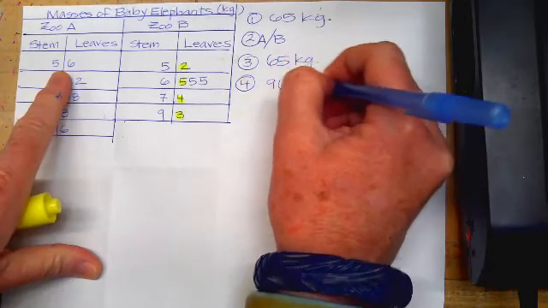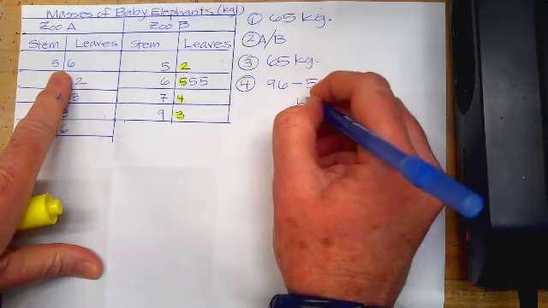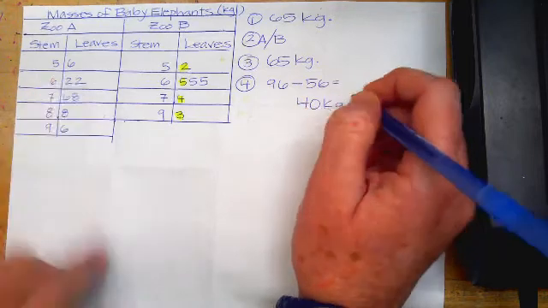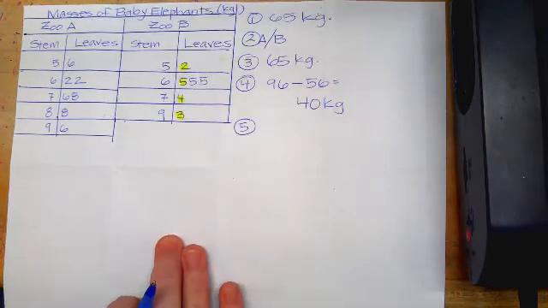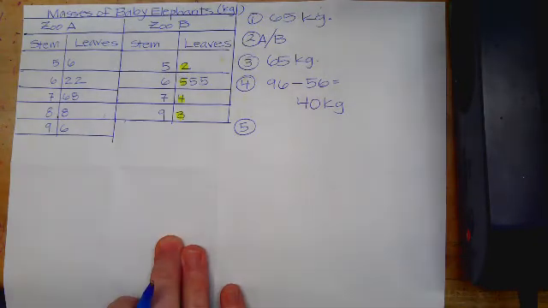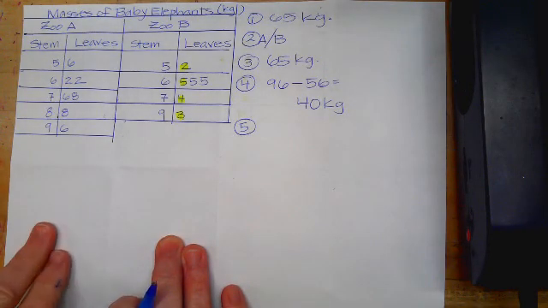The range of the masses of baby elephants in Zoo A. So remember, range is greatest to least. So in Zoo A, our greatest is 96. Our least is 56. When we subtract them, we get 40 kilograms. Right?